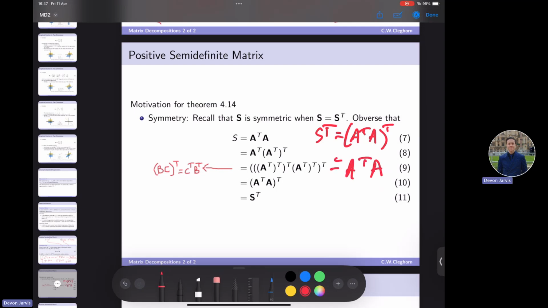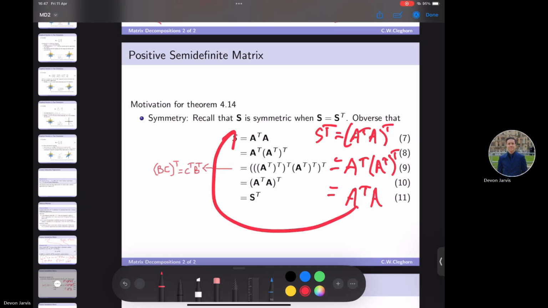Or if you want to be more precise, A transposed, transposed. So you've taken that element and transposed it, and you've taken that element and transposed it, and you very clearly reversed the order. And so in that case, A transposed A, which is equal to S. So that now shows that it is symmetric.